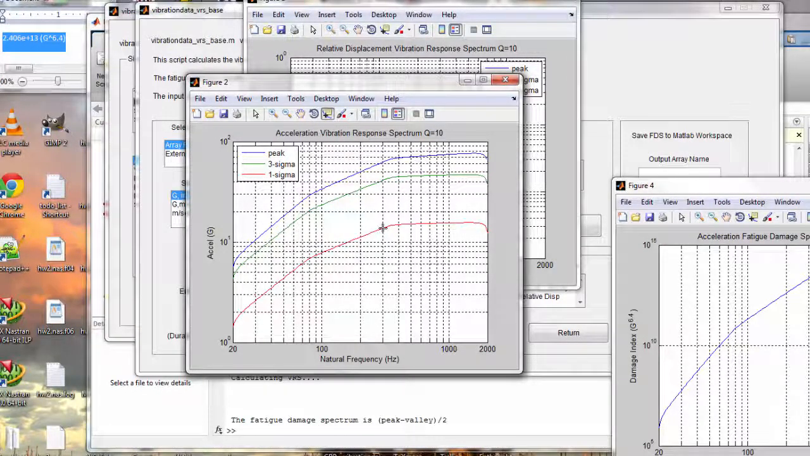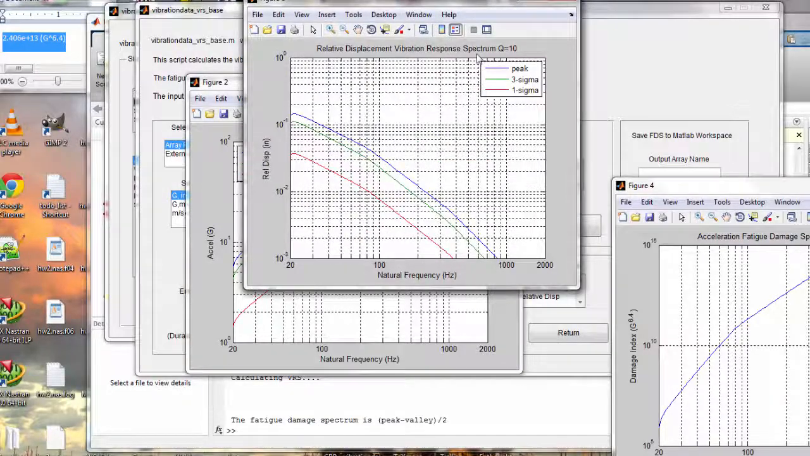Now this red curve here is the 1 sigma, or you could say it's the RMS value, because we have zero mean. So that comes out to be pretty close to 13.7 Gs, which we already knew from our time domain calculation, and also from that previous single degree of freedom response analysis that, yes, at 300 Hertz natural frequency, we do get a response of 13.7 Gs. So that's just confirming something that we already know, but it's good to double check.